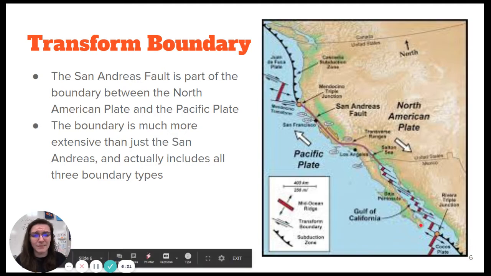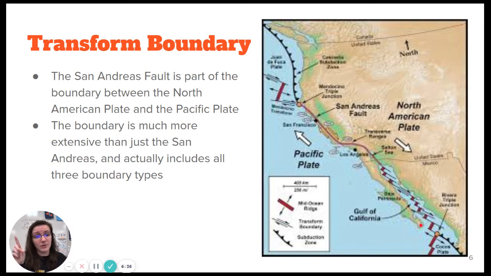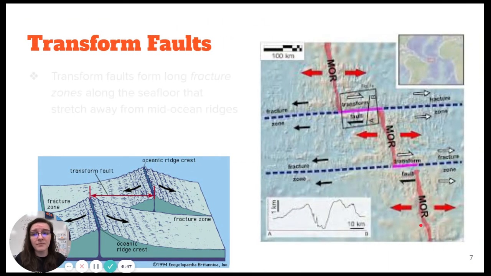So lots of times, especially when you look at a boundary map, you can't just say the whole North American Pacific boundary is transform because that's where San Andreas is. There are little pockets of each along all of the boundaries.